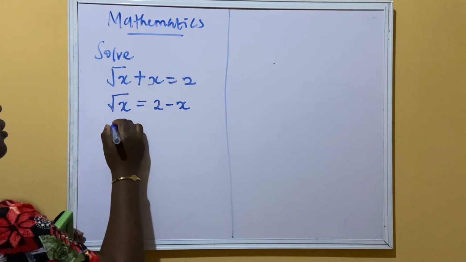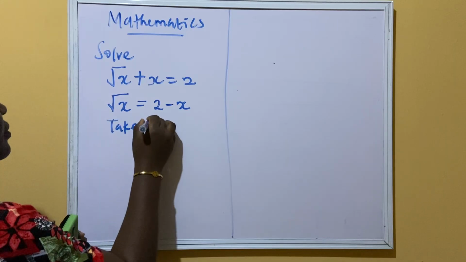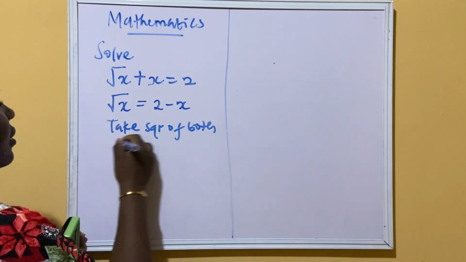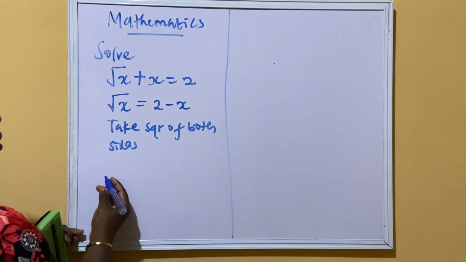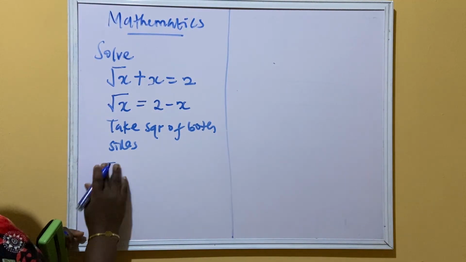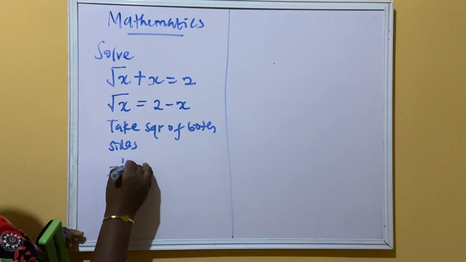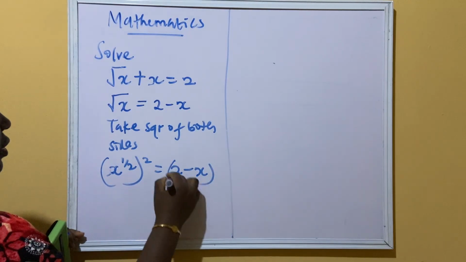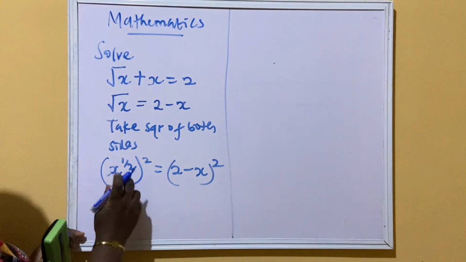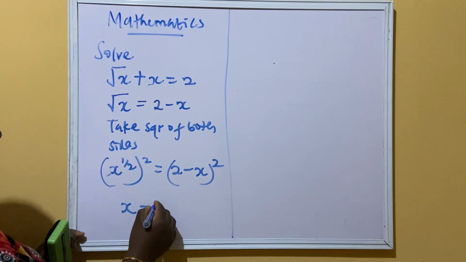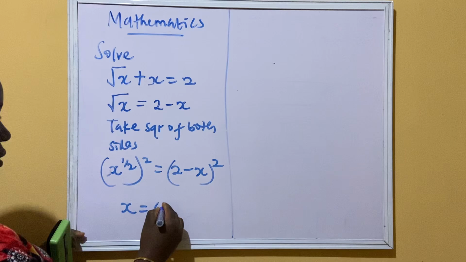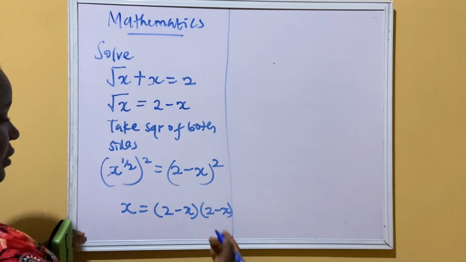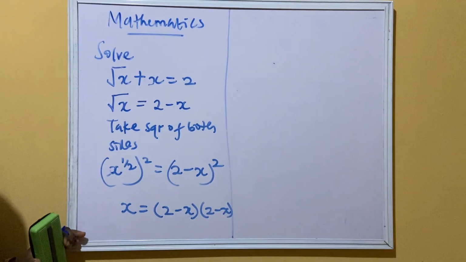So let's go ahead. Take square of both sides. We do that, we have x raised to the power half squared equals 2 minus x squared, okay? So this gives us x. If you expand this, it is 2 minus x, 2 minus x, right?